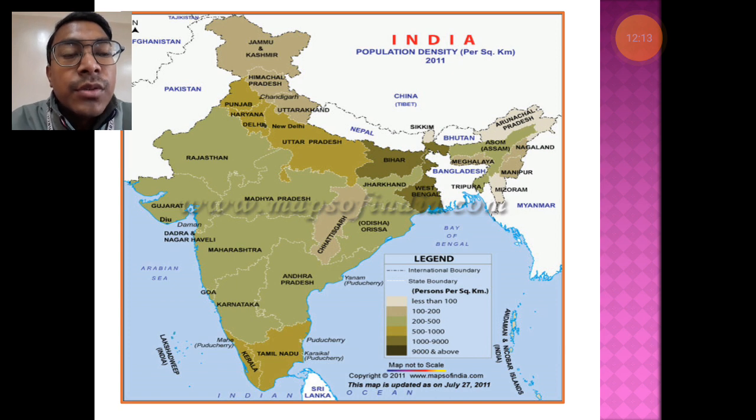So I hope you all are clear about the term density of population and also about the regional variation in the density of population within our country.